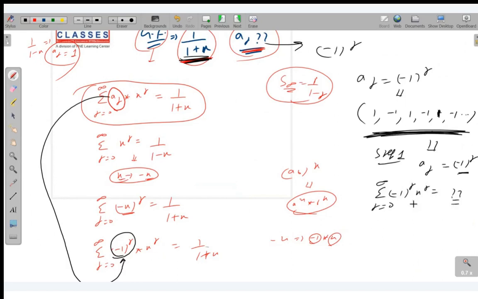Okay, so similarly you will say r is equal to 0 to infinity, that is nothing but minus x power r. So now you will say like this, okay, minus x power r we want to find, but I do not know what is minus x power r. I know x power r. So I have replaced x by minus x. So immediately you will get 1 plus x as the answer. Are you getting it?